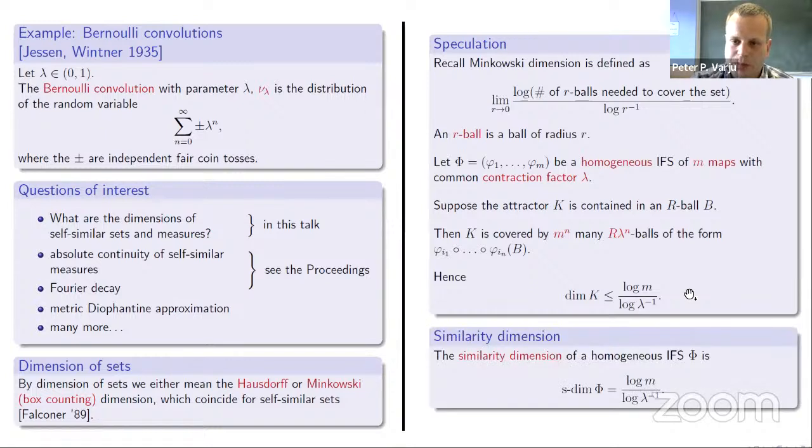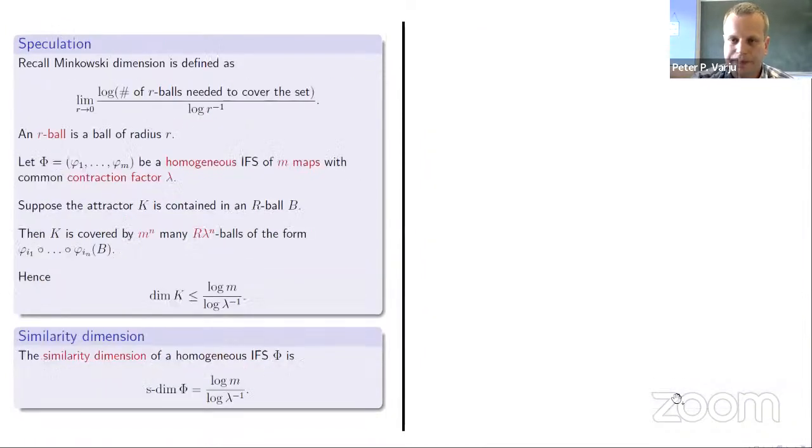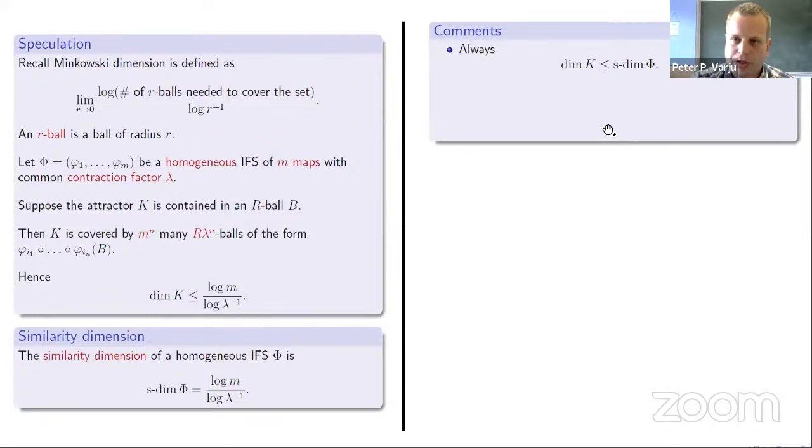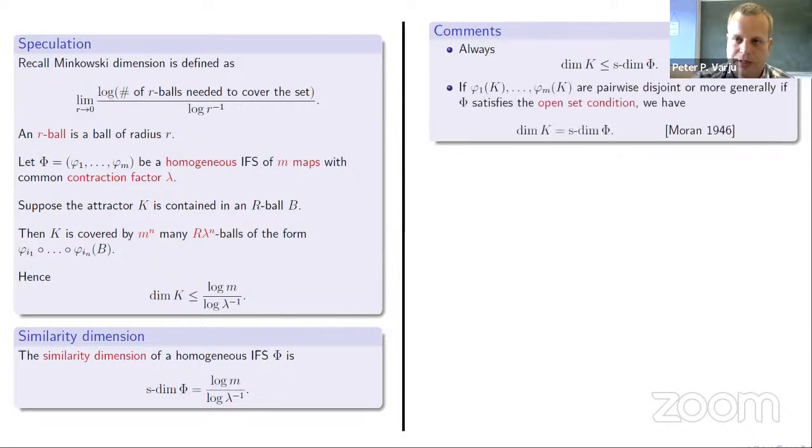So this observation motivates the definition of the so-called similarity dimension. This is really a number attached to an iterated function system, and it is defined as log m divided by log lambda inverse. Okay, so the first observation is basically what we have already made, that the dimension of the self-similar set is always at most the similarity dimension of the iterated function system.